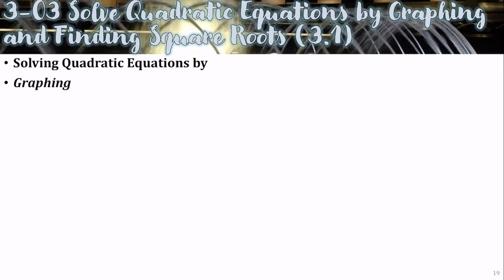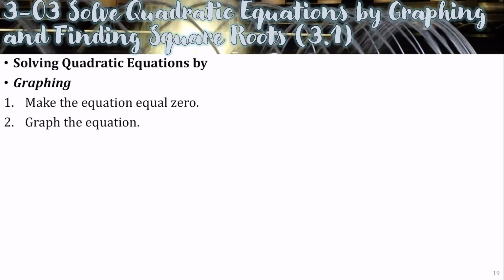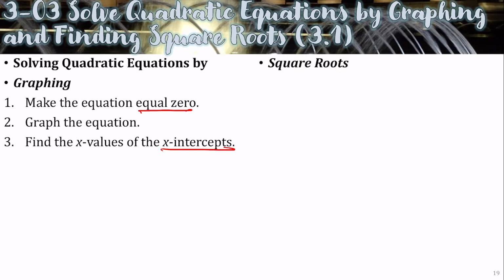Graphing, the idea is very simple, but it's a pain because it's graphing. You make the equation equal to 0, graph the equation, and you find the x values of the x-intercepts. So you're looking for the x-intercepts when it equals 0, because when it equals 0, y is 0. At the x-intercepts, y is 0. This works okay if you have a graphing calculator that can calculate them for you. Of course, we want better algebraic methods also, so we can use square roots.